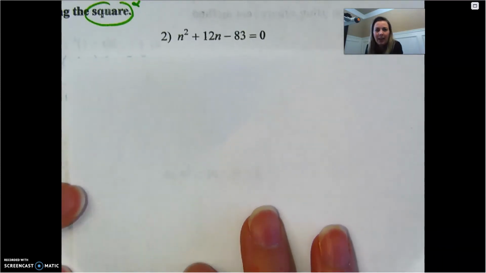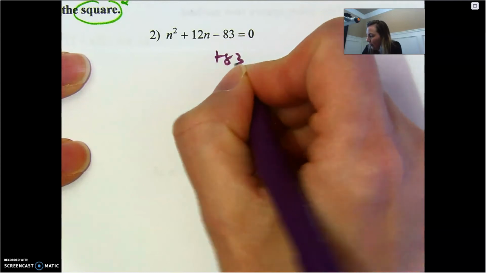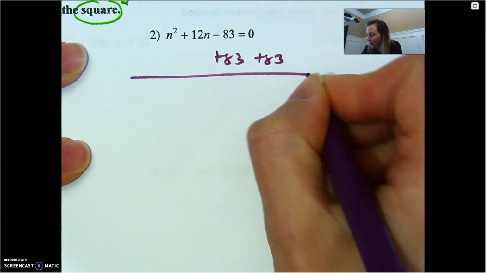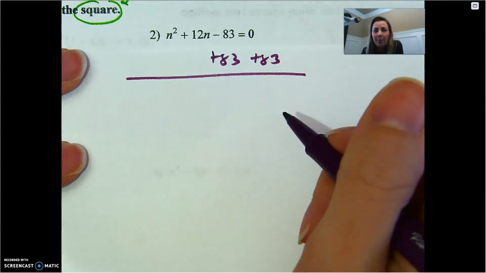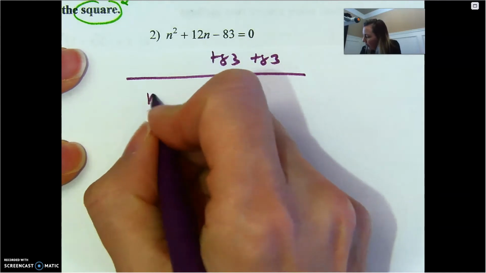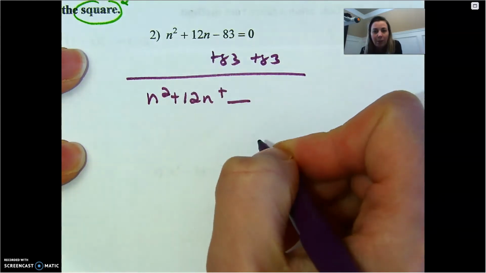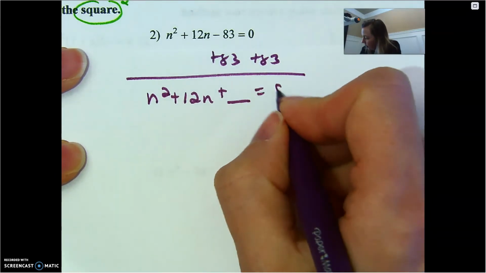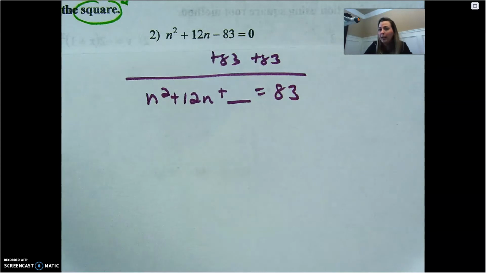Same idea. You got to move 83 out of there. So I'm going to add 83 to the other side. All right, and then as I rewrite this, remember you need to make a blank spot for the monster that we're going to create. We have n squared plus 12n plus blank equals 83.